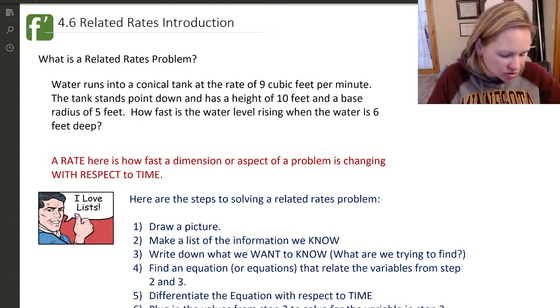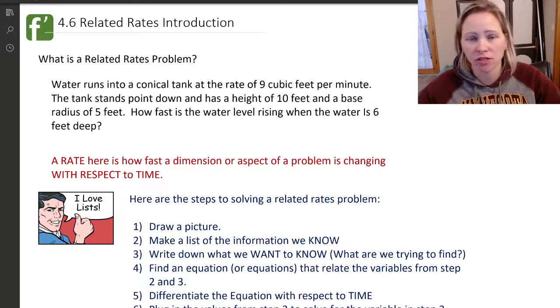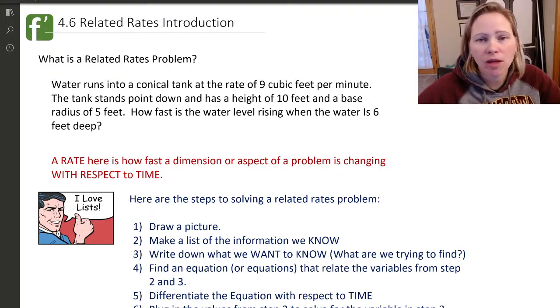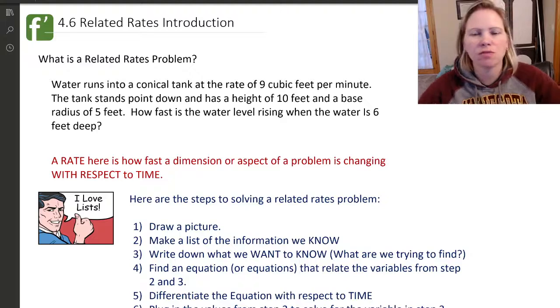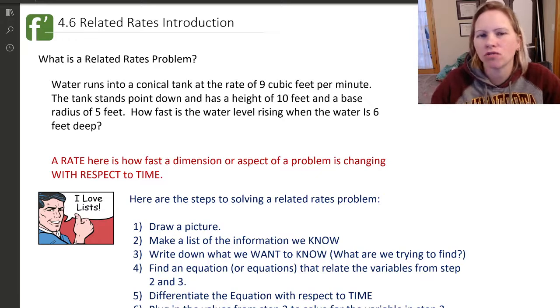So here's an example of a typical problem that you might find on an AP exam or on a calculus test. It says this: water runs into a conical tank at a rate of 9 cubic feet per minute. So you're going to get some information about something happening in real life. And it's always related to time. Well, maybe not always time, but most often it is related to something changing over time.